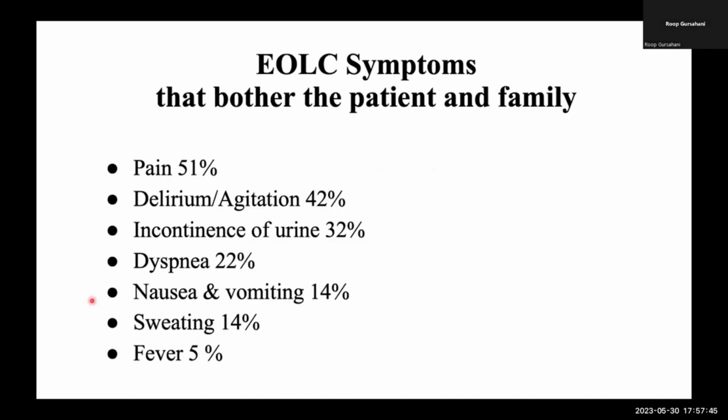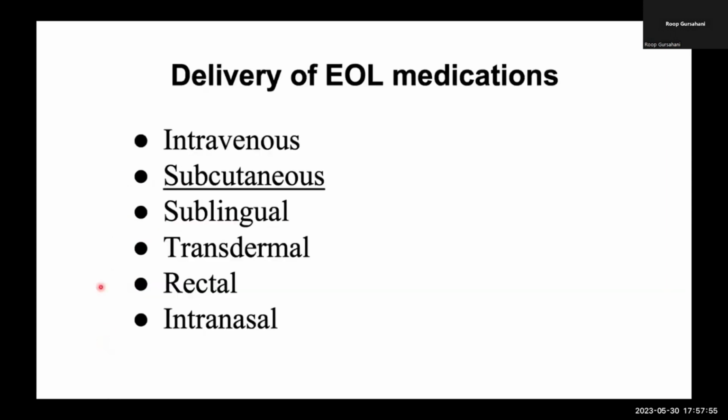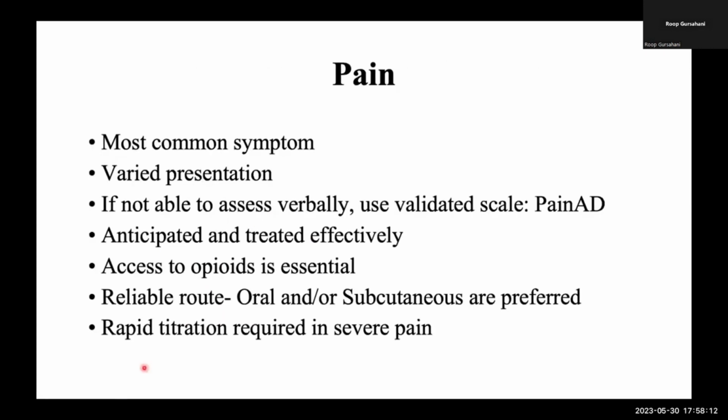Then the symptoms that bother the patient and family have to be tackled. Pain is number one, but delirium comes close behind, and then incontinence, dyspnea, nausea, vomiting, and so on. For treating them, you need to be able to deliver medications. And the most reliable, most commonly used route is the subcutaneous route. Intravenous, difficult to maintain lines. Sublingual, transdermal, rectal, intranasal are not as predictable.